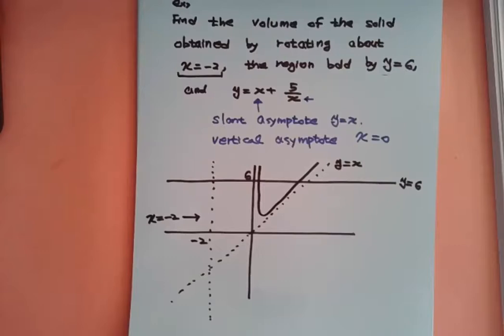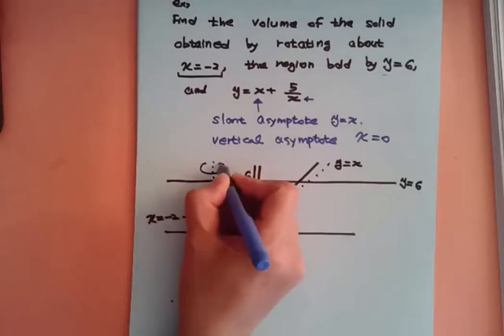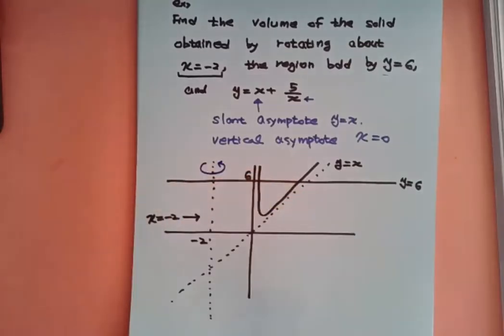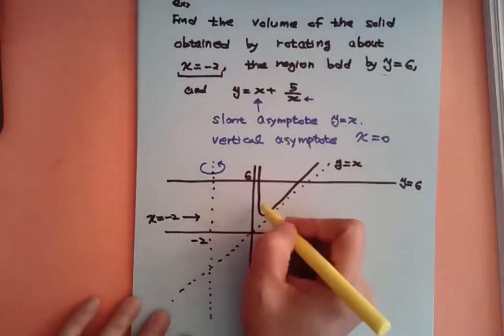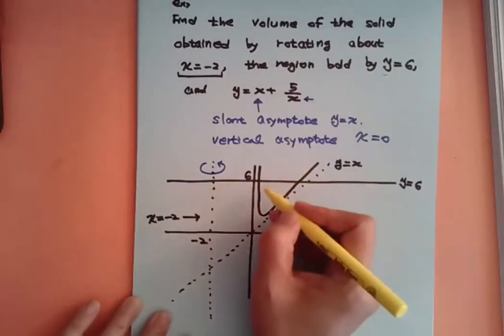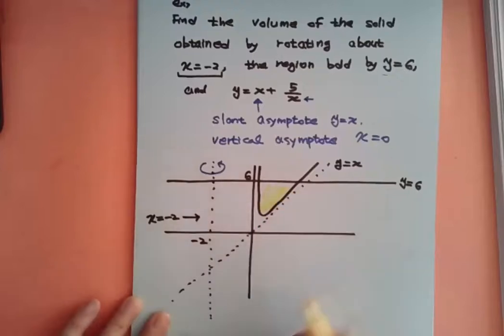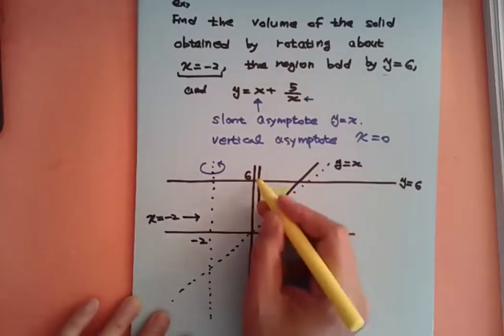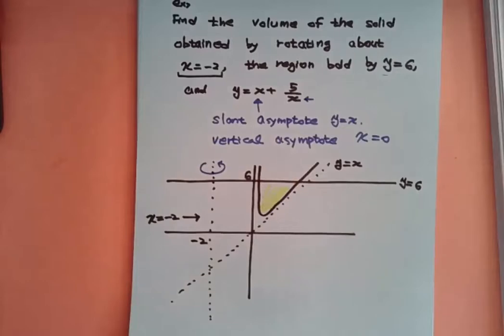What we want to do is find the volume of the solid obtained by rotating about x equals -2. So we rotate around here. And we consider the region bounded by y equals 6 and y equals x plus 5 over x. So we think about these two graphs. We rotate this region and we think about the volume.